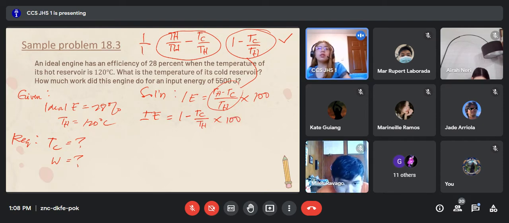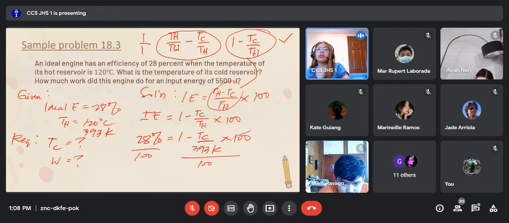So, what is the given ideal efficiency? 28%. Then 1 minus TC divided by TH, where TH in Kelvin is 120 plus 273, which is 393 Kelvin, times 100. Next step, to remove the 100, divide by 100. So, 28 divided by 100 is 0.28. Then we have 0.28 equals 1 minus TC divided by 393 Kelvin.